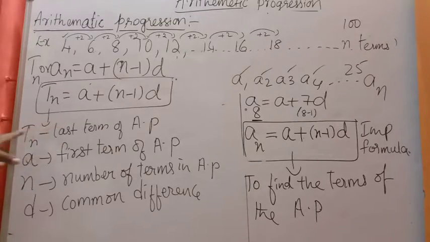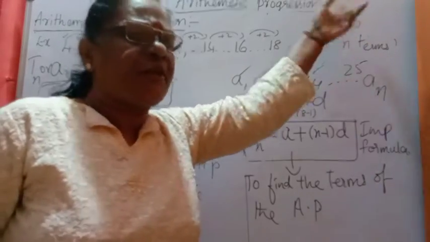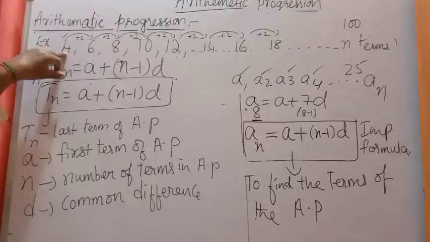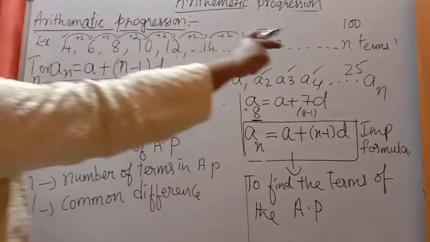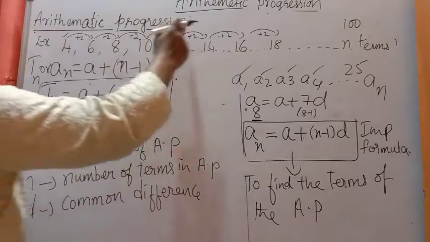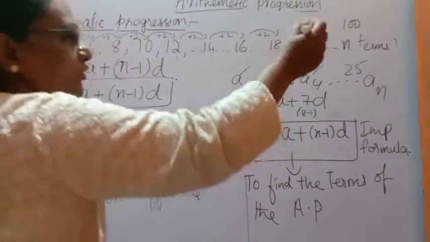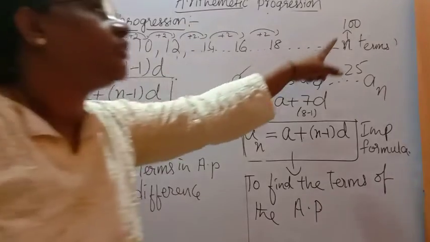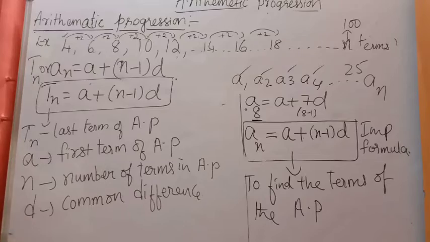See, last term. See this example. If you take last term, it is nothing but your n. Or if I give 100 terms, that becomes your n. A is the first term. First term means this one. 4 is the first term here. Then number of terms. So how many terms are there in this sequence? 1, 2, 3, 4, 5, 6, 7, 8, etc. Up to n terms are there. N means here you can consider 100. So this n will become 100 then. 100 terms are there now. Therefore n value will become 100 terms. D means common difference.